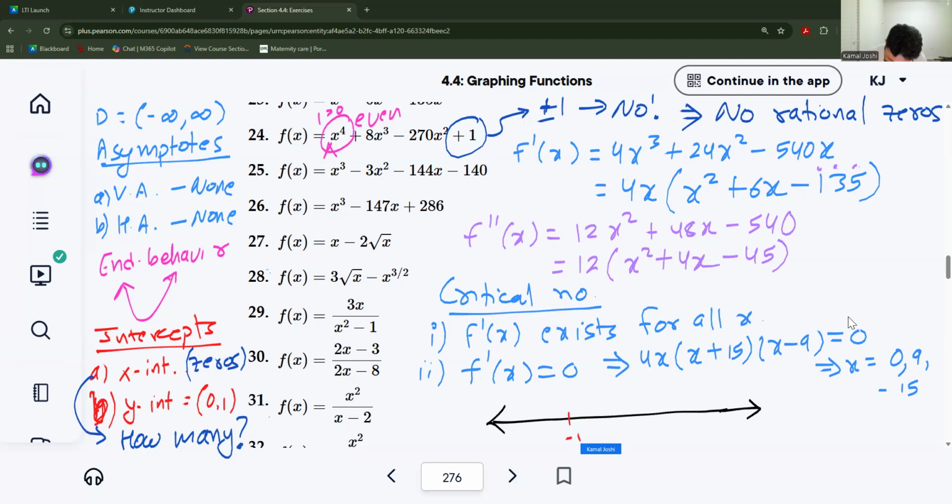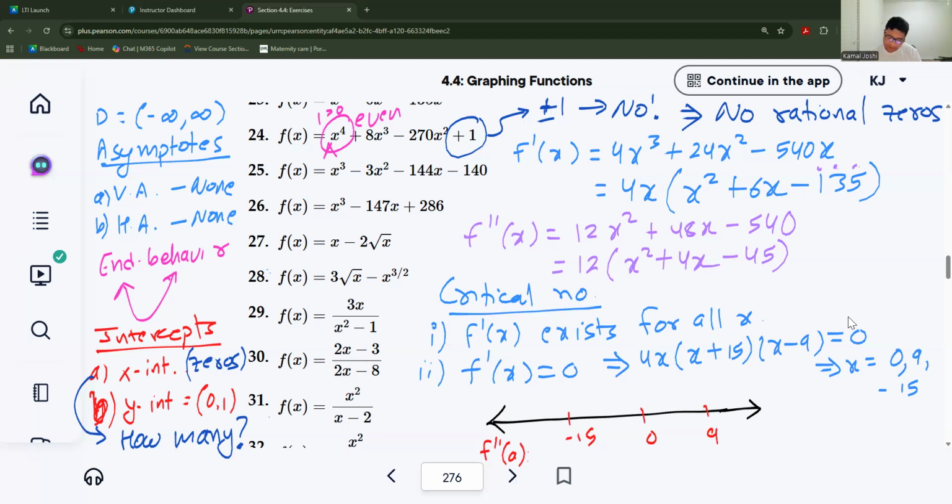Minus 15 is here. Let me give enough gap so I can use other things later. 0 is here, 9 is here. Okay, and I want to know whether these are max or min, and let me use the second derivative for that, right? If you compute f double prime at each of these, at minus 15, what is the second derivative?